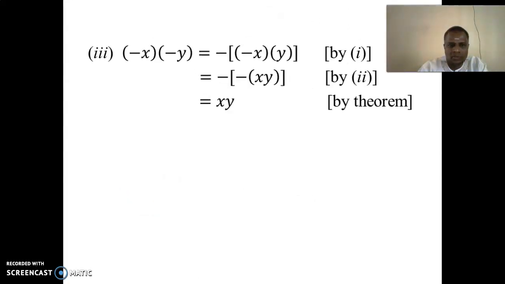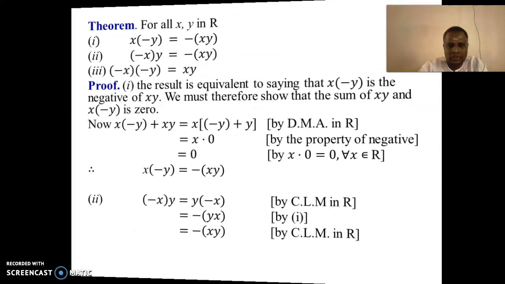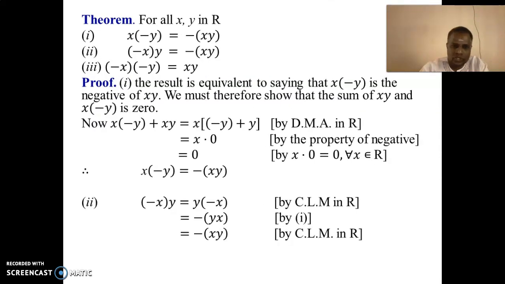Here we do the third property of the theorem. Apply all the properties. Just write the properties, meaning give a reason against each and every step. These steps must be written in your examinations, and you must understand how to write them.